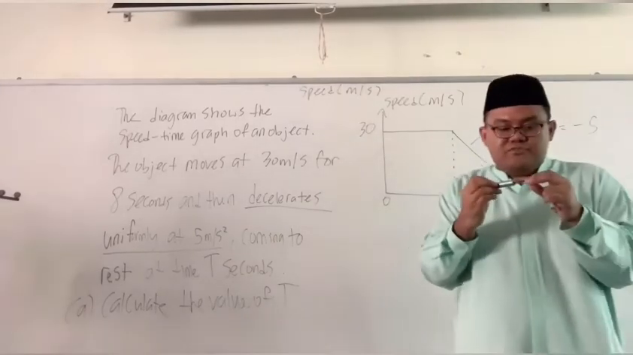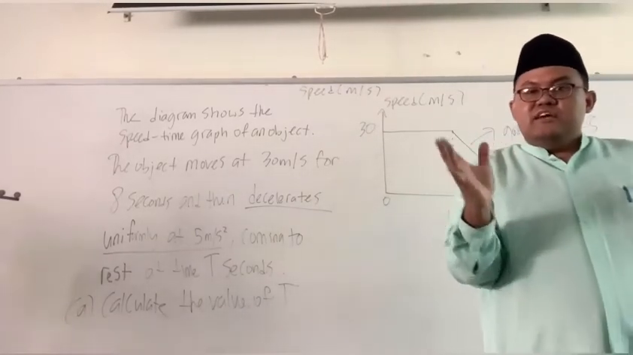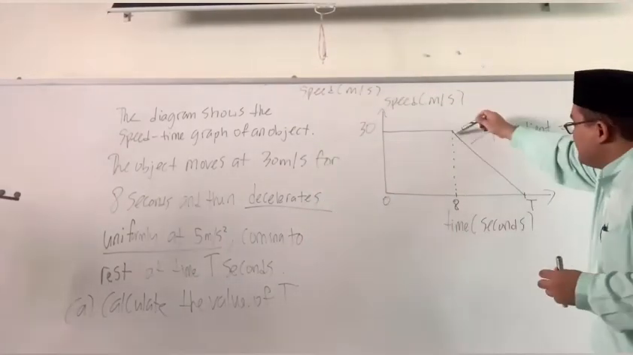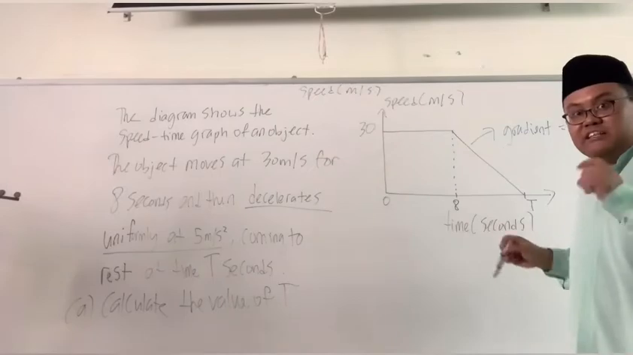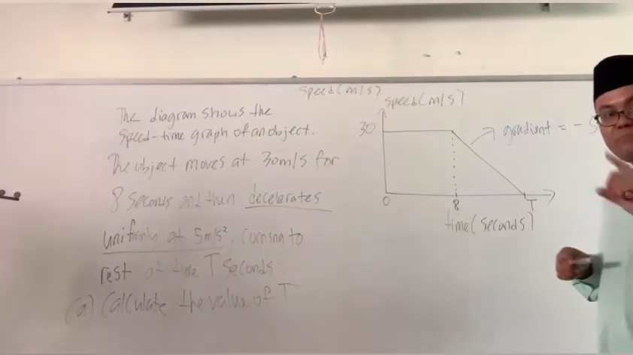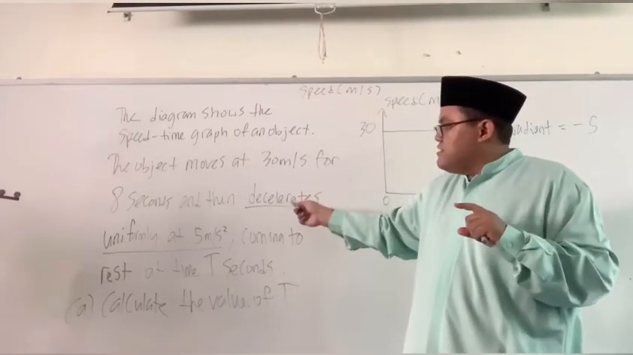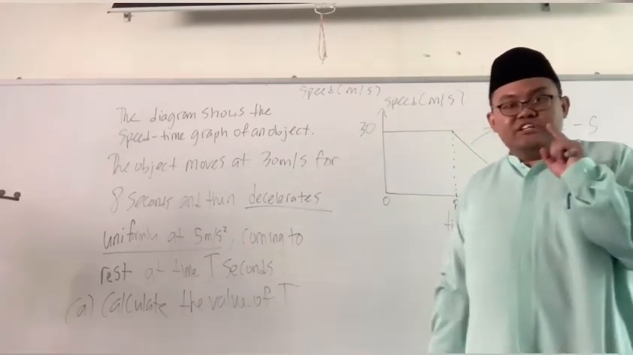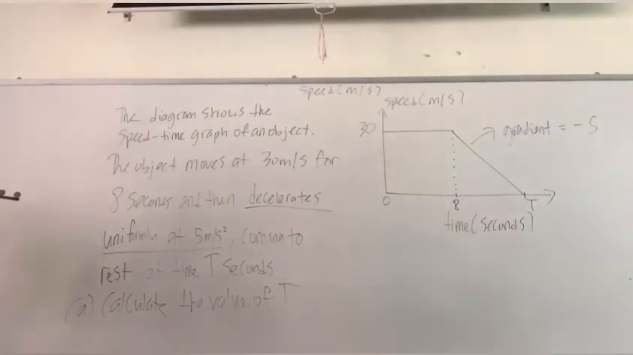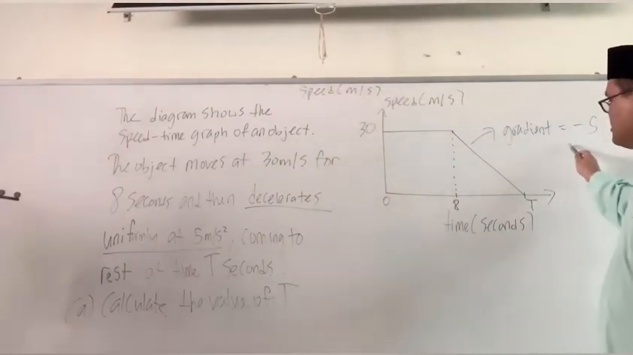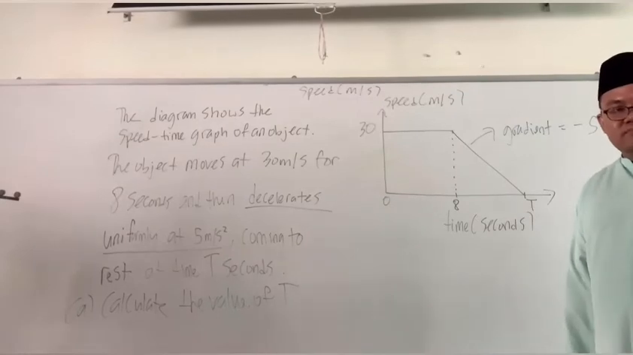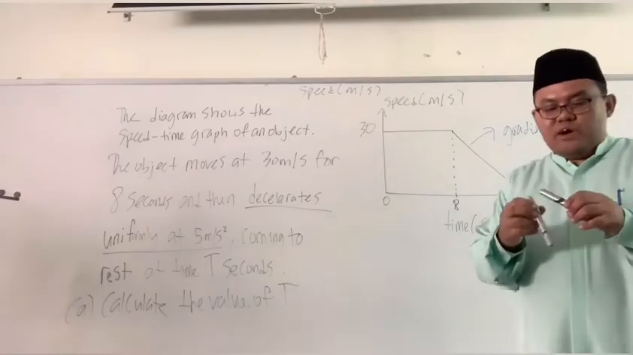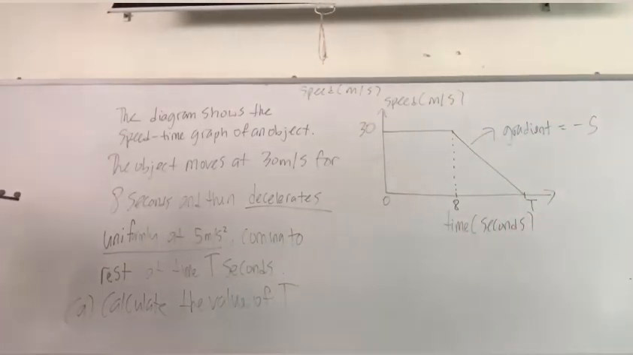Why -5? Because deceleration is the negative of acceleration. And you can even look, the line is going down, so the line has negative slope, so -5. So be careful. If this is acceleration, then the gradient is 5. If this is deceleration, the gradient is -5. So how do we use this information to find the value of t? We use the formula for gradient. y2 minus y1 over x2 minus x1.